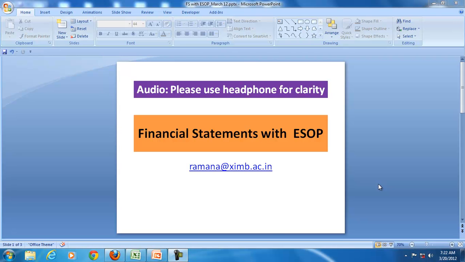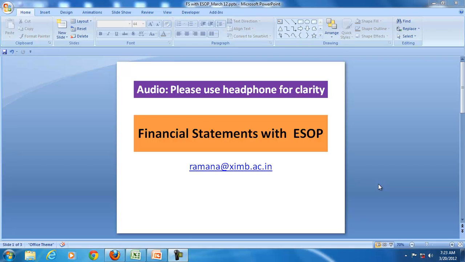Hello and welcome to our discussion on the preparation of financial statements. We'll continue to examine the process of converting the business decisions into financial statements. At the same time, we will also understand the difference between accounting profit and tax profits.